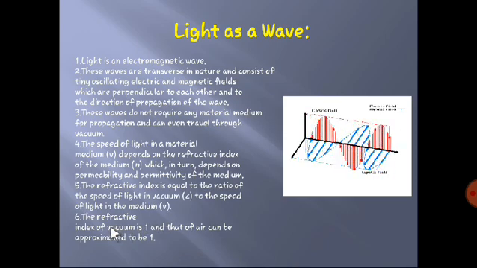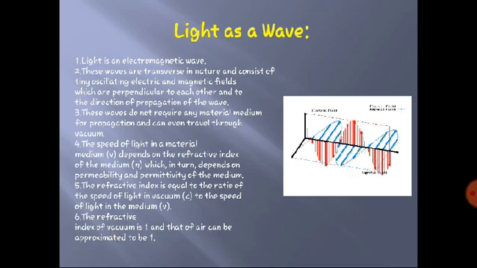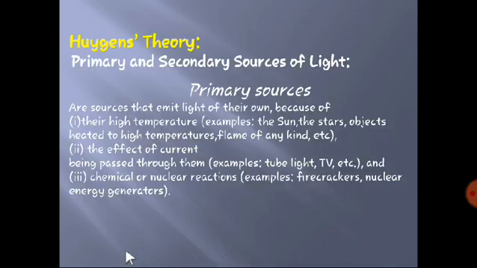Now what will be the value for refractive index of vacuum and air? It will be 1. For vacuum, refractive index is 1, and that for air it is approximately equal to 1. So this is about light as a wave. What we have studied in this slide is that light as a wave is nothing but electromagnetic waves, and the speed of light depends on refractive index, and directly we can say that it depends on the permeability and permittivity of the medium. Alright, so this is all about light as a wave.